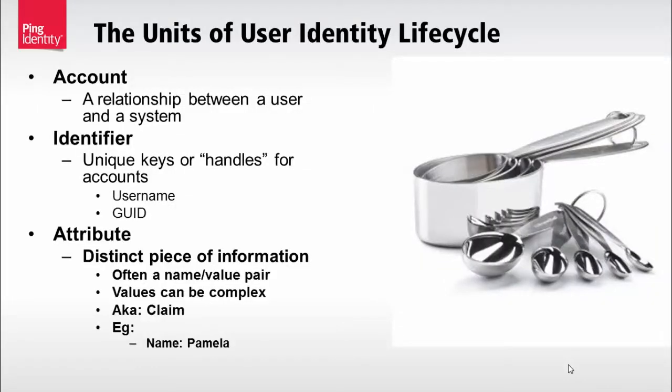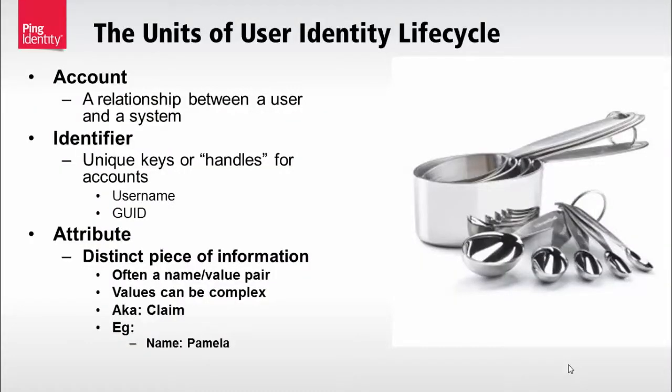The last one is an attribute. How many people here would say that attributes and claims are the same thing? Does anyone? Nobody? Oh, man. All right, well, I think they're the same thing. They are distinct pieces of information, right? So they are units of information that have names and can be referenced by name, right? So first name, last name, email address.